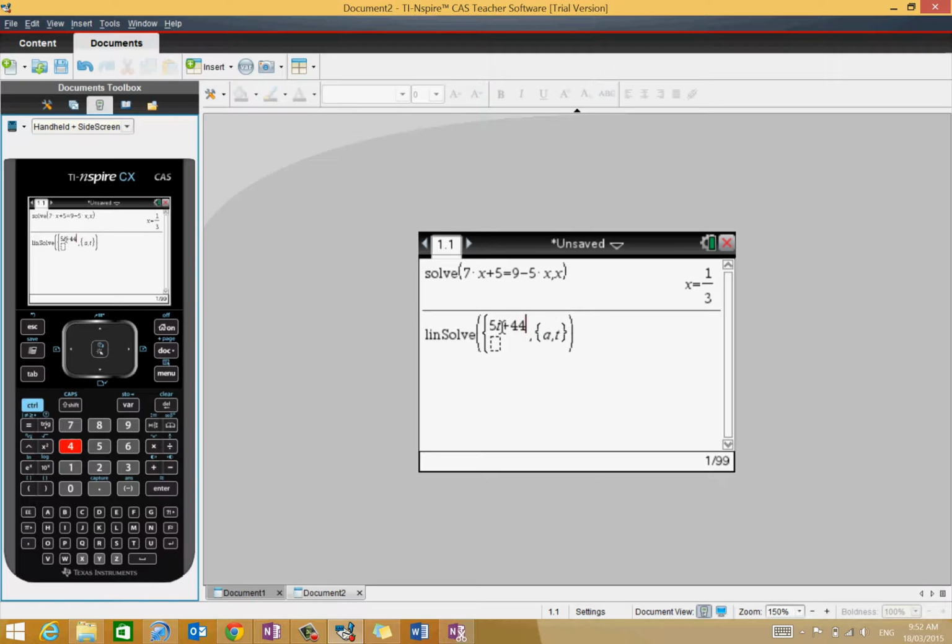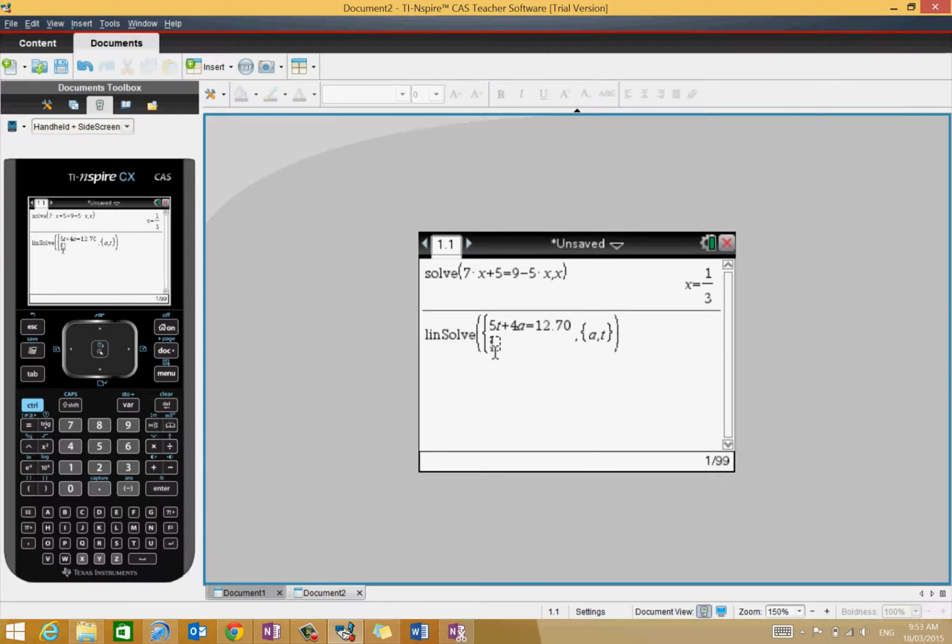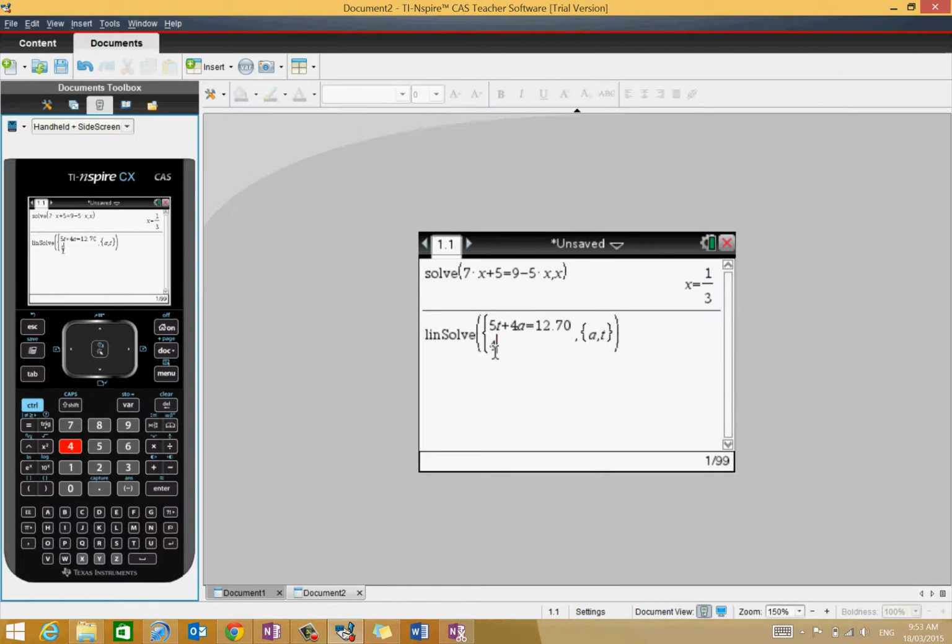Plus 4a is equal to $12.70. And the last one, wasn't it 4t plus 3a is equal to 9.65. Comma A, comma T.